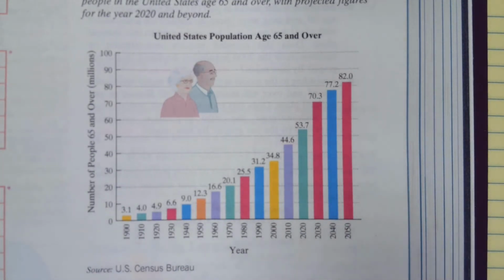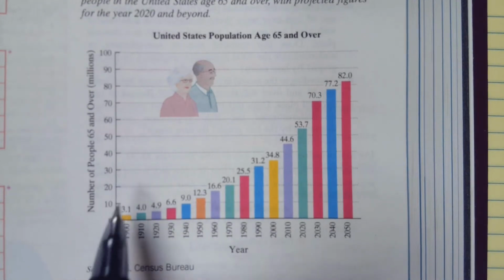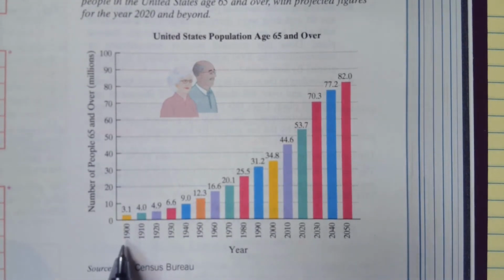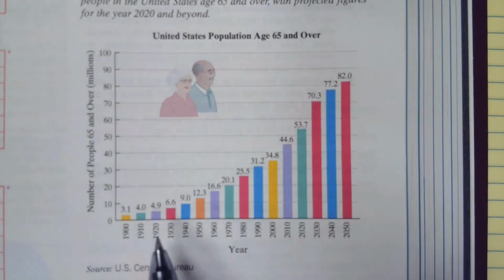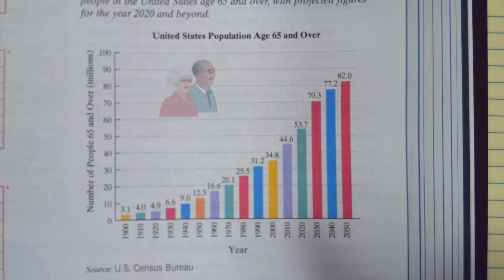So to start, I have a graph here which shows the population of adults 65 and over in the United States for years from 1900 up through 2020. The values for 2030, 40, and 50, those are predicted values. These are in millions. So in 1900, there were 3.1 million adults 65 and over. In 1950, there were 12.3 million, and so forth. So we're going to see if we can use this data to build a model.